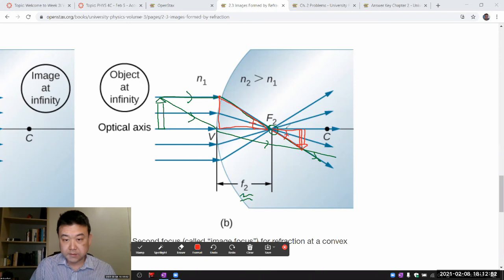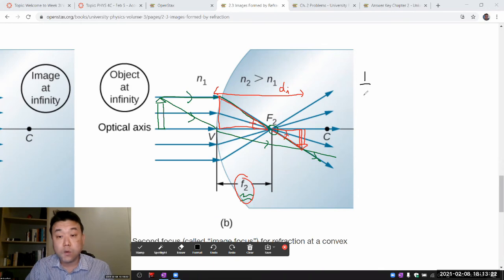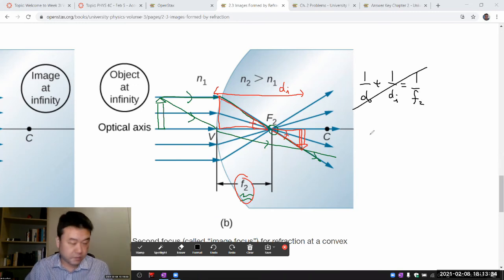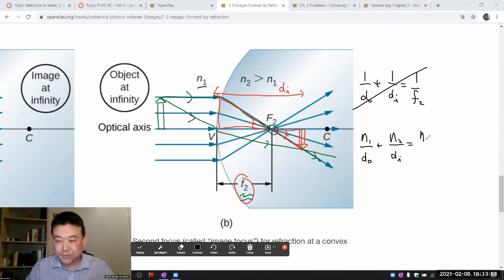Now, what is problematic is that I have this image distance, DI, and I have this focal length. So it looks very similar to the prior situation. What has changed is, if you're trying to say that 1 over DO plus 1 over DI is equal to 1 over F, or even 1 over F2, that won't hold anymore. Somewhere in this section, they derive an equation for you. I think it's N1 over DO, where N1 is the incoming side, plus N2 over DI is equal to, I don't know if I remember this right, if I misremembered it, look it up in the book, N2 minus N1 divided by the radius of curvature of the surface.